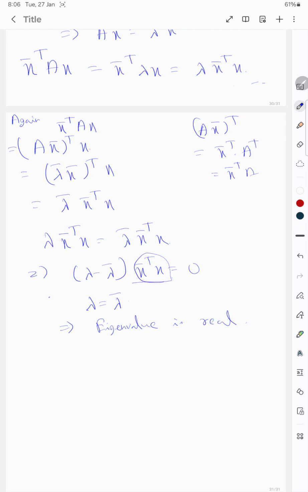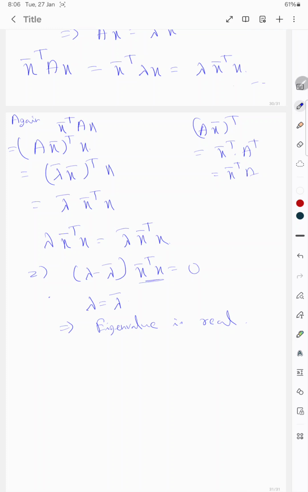You remember this thing is actually always non-zero. You can try for any non-zero x: if you take its conjugate and transpose, overall you will get some always positive thing. You just check. Anyway, this is called actually the squared norm.